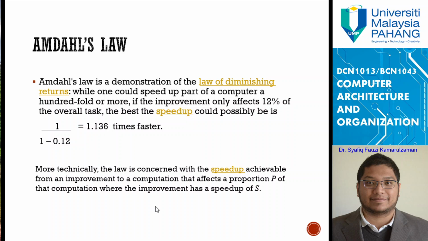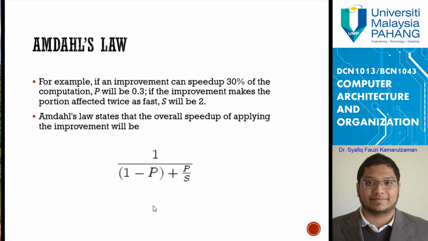More technically, the law is concerned with the speedup achievable from an improvement to a computation that affects a proportion P of that computation, where the improvement has a speedup of S. It looks like this. For example, if an improvement can speed up 30% of the computation, P will be 0.3. If the improvement makes the affected portion twice as fast, S will be 2. Amdahl's law states that the overall speedup of applying the improvement will look like this.